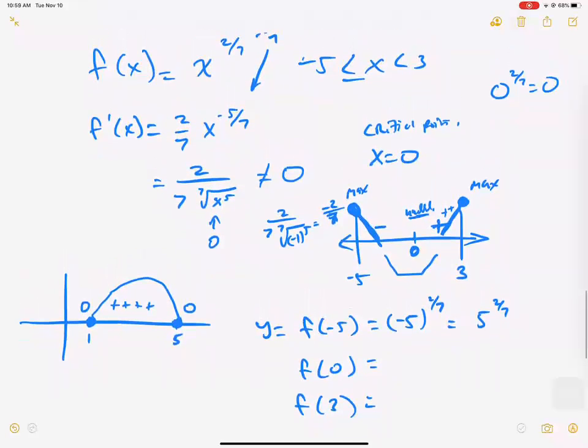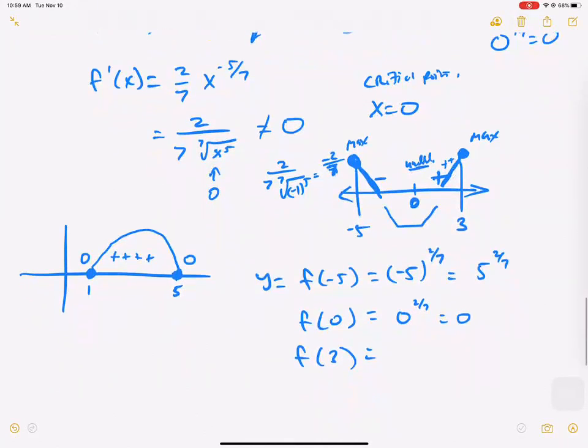5 to the 2/7th power. Okay, if I plug in 0, 0 to the 2/7th power is still 0. So far we know 5 to the 2/7th is bigger than 0. All right, I'll take that. And 3 to the 2/7ths.